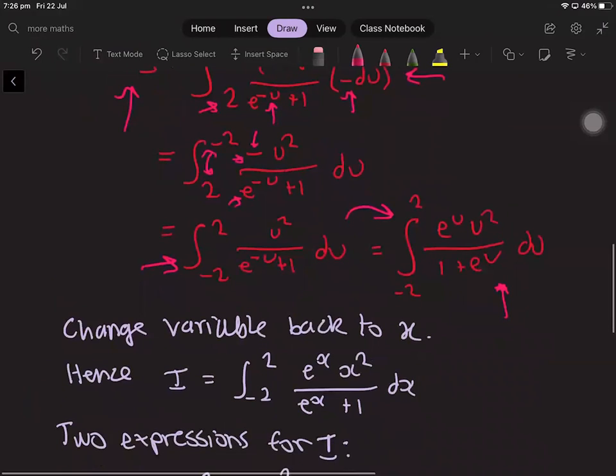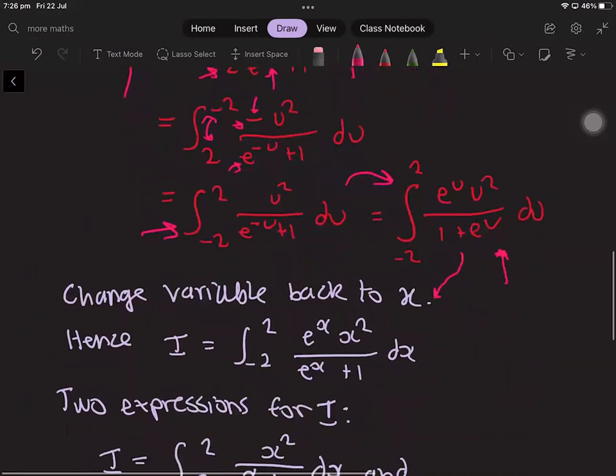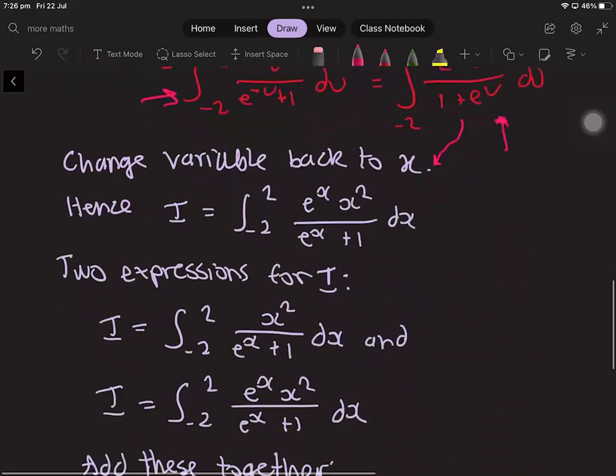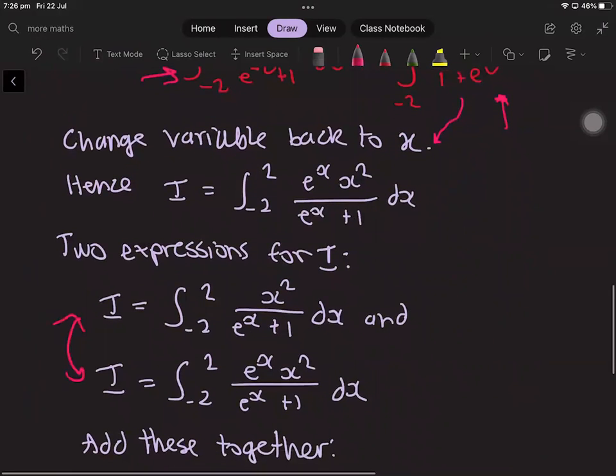And we can just change the variable of integration back to x. So we now get I as the integral from -2 to 2 of e to the x times x squared over e to the x plus 1 dx. This gives us two different expressions for I. So I can be written as the integral from -2 to 2 in two different ways, like this and this. And now the nice thing we can do here is see what happens if we add these two equivalent expressions for I.